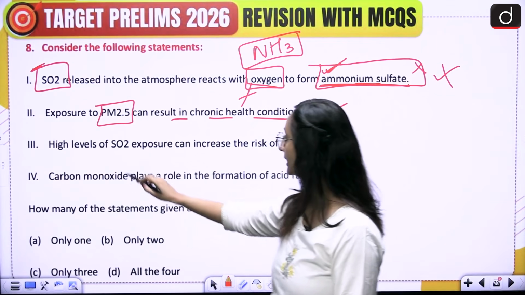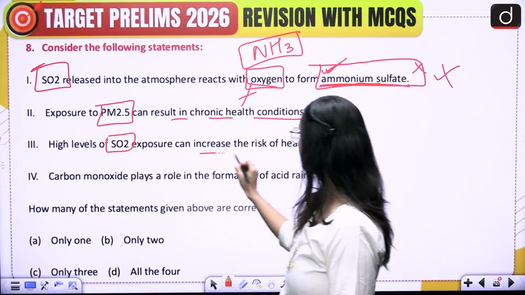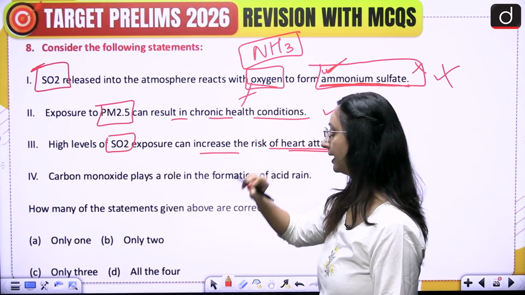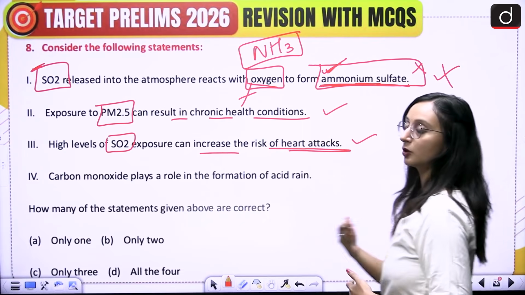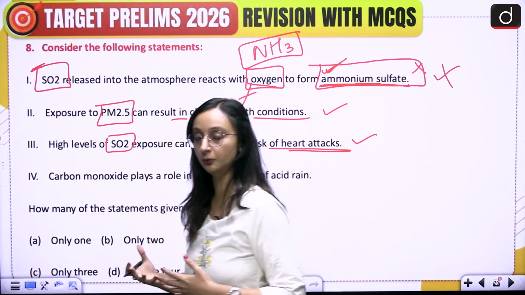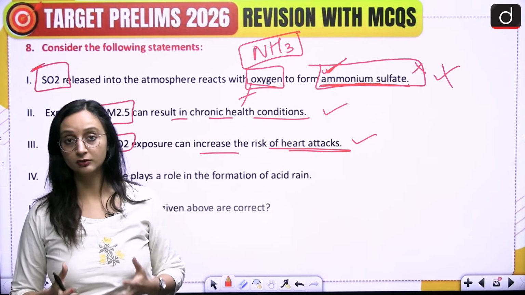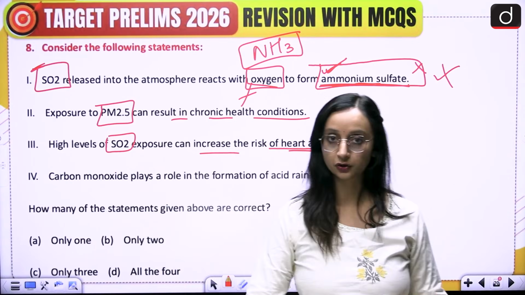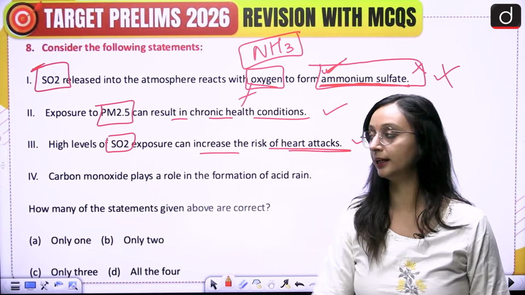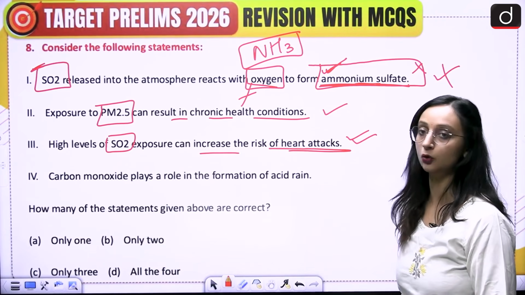High levels of SO2 exposure can increase the risk of heart attacks. So this statement again is correct, because high levels of a pollutant, a highly concentrated pollutant in the air, can actually lead to diseases and it can lead to chronic heart attacks also.